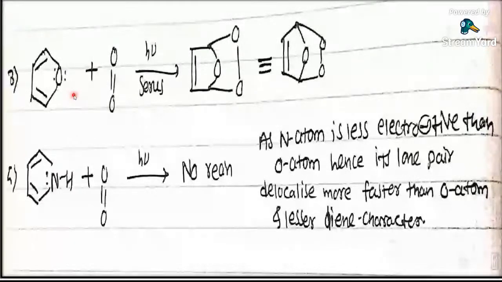So here we have seen pyrrole can't give the reaction because the lone pair is undergoing delocalization. So oxygen can't sense the presence of the diene structure. As a result, it will give no reaction. But here, because of the higher electronegativity of oxygen, the lone pair will be shifted towards oxygen. As a result, oxygen can sense the diene skeleton, and as a result it will give the reaction. So that one was the seventh reaction.